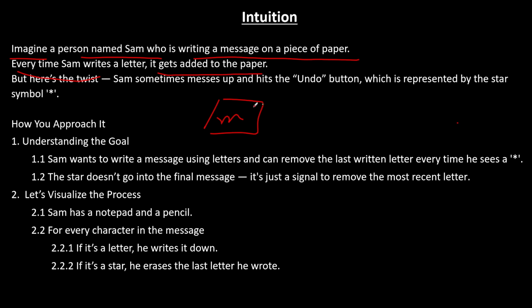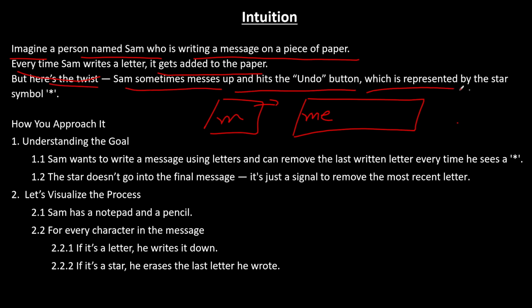Okay. So what the question is trying to say, this is a paper, and every time Sam writes a letter, it gets added to the paper. It's like writing something onto a paper, right? He wrote M, it got added to the paper. But here's a twist: Sam sometimes messes up and hits the undo button, which is represented by an asterisk symbol.